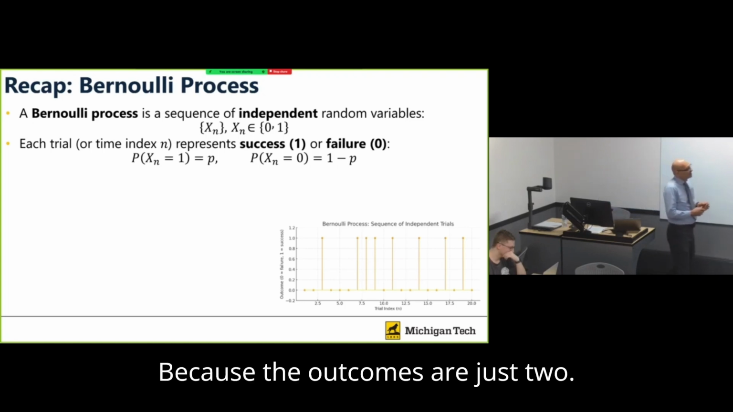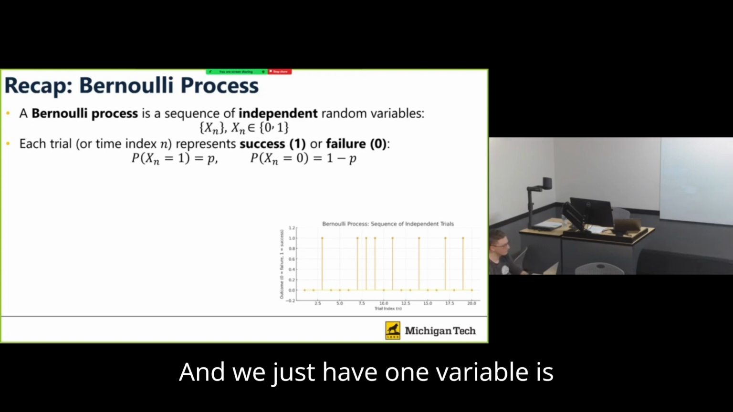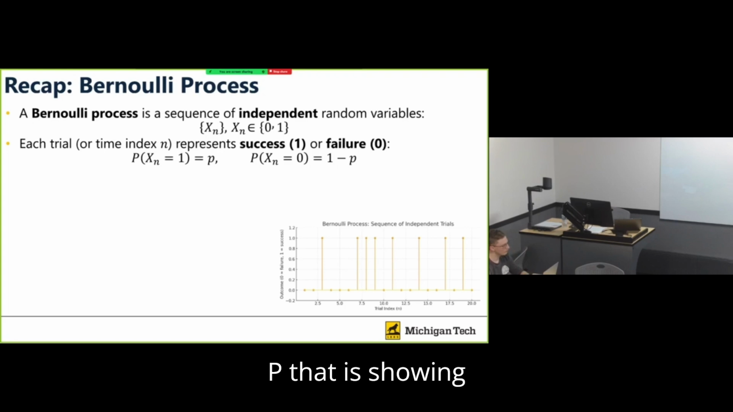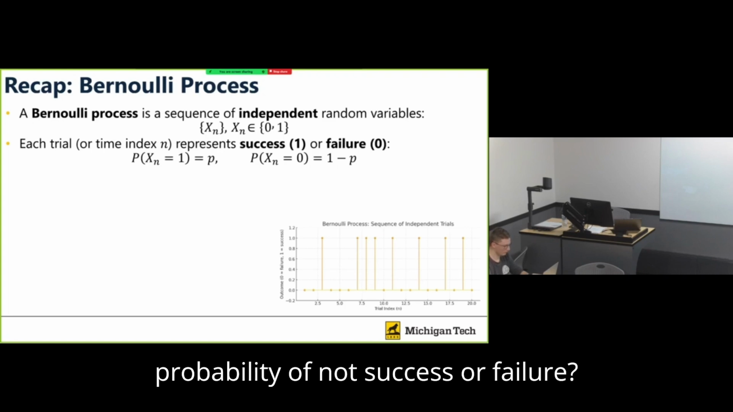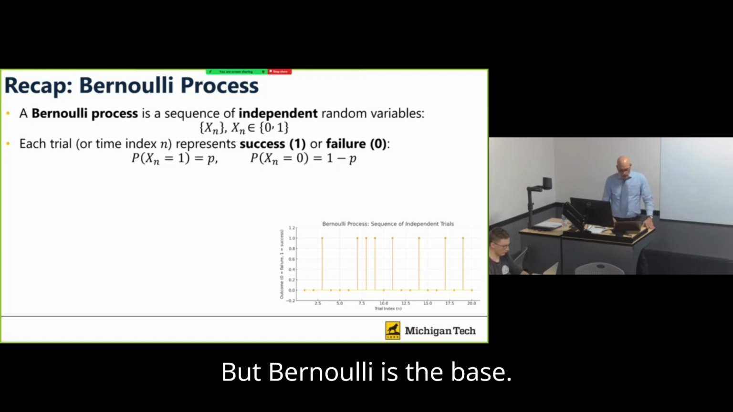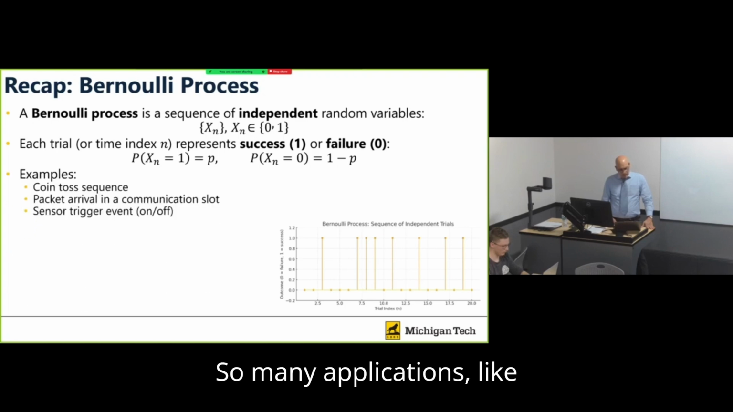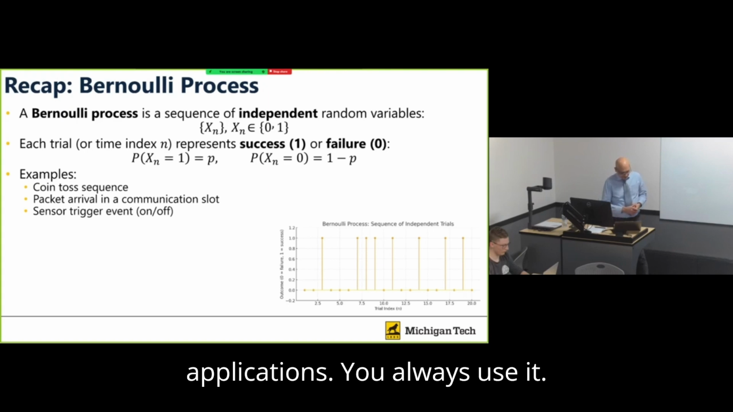And this is a random process, but the simplest one. Why is it the simplest? Because the outcomes are just two, and we just have one variable, p, showing the probability of success. And what is the probability of not success, or failure? 1 minus p. Easy, because of the complement rule, to remember. So that's Bernoulli. But Bernoulli is the base. There are so many applications, like tossing a coin. You always use it.